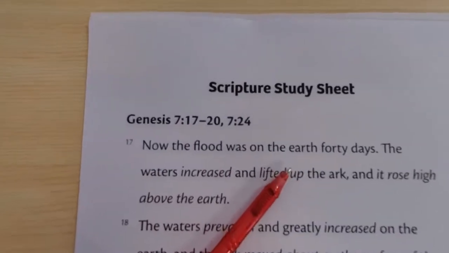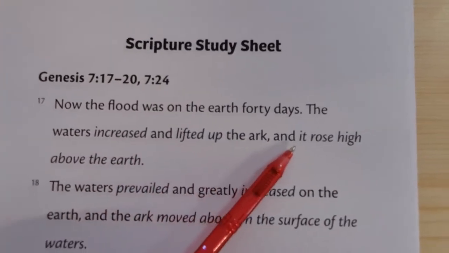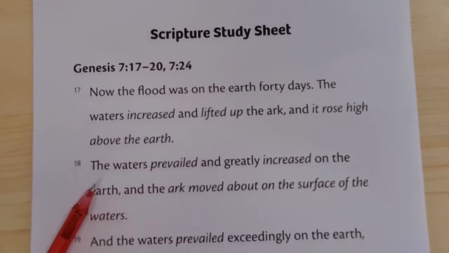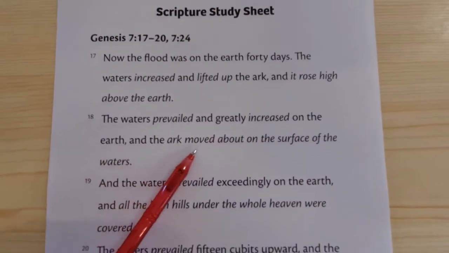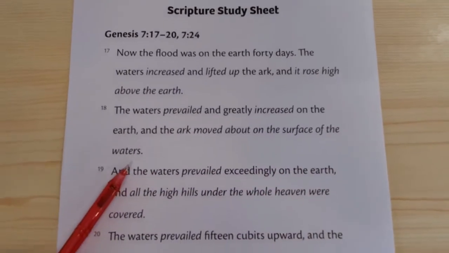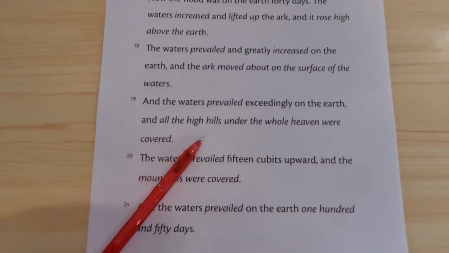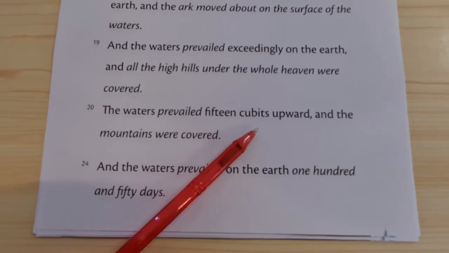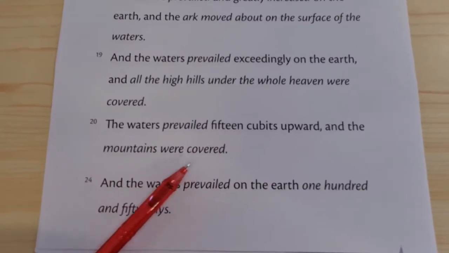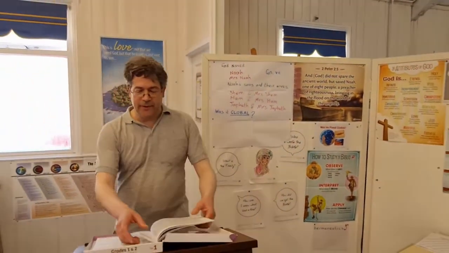Now the flood was on the earth 40 days. The waters increased and lifted up the ark, and it rose high above the earth. The waters prevailed and greatly increased on the earth, and the ark moved about on the surface of the waters, and the waters prevailed exceedingly on the earth, and all the high hills under the whole heaven were covered. The waters prevailed 15 cubits upward, and the mountains were covered, and the waters prevailed on the earth 150 days. So that's our text for today.